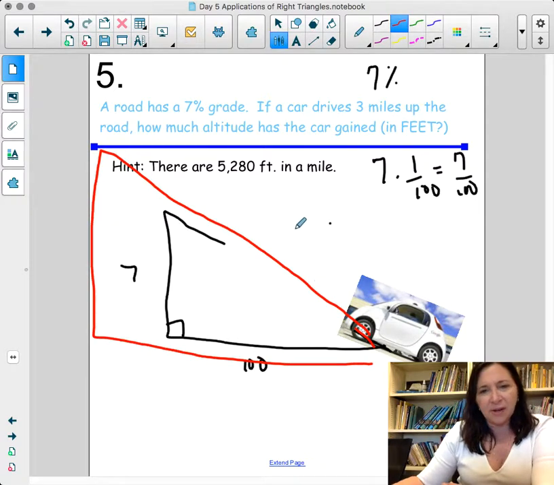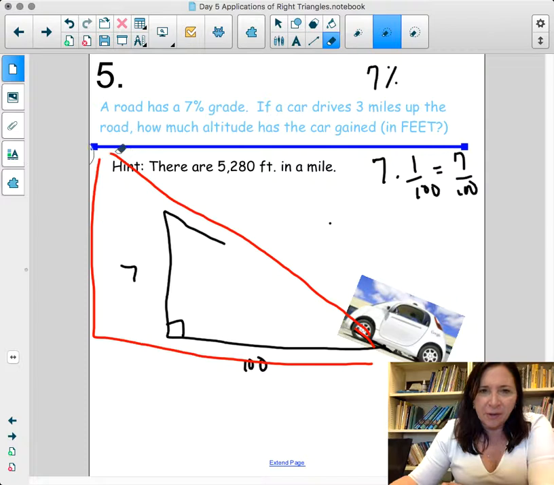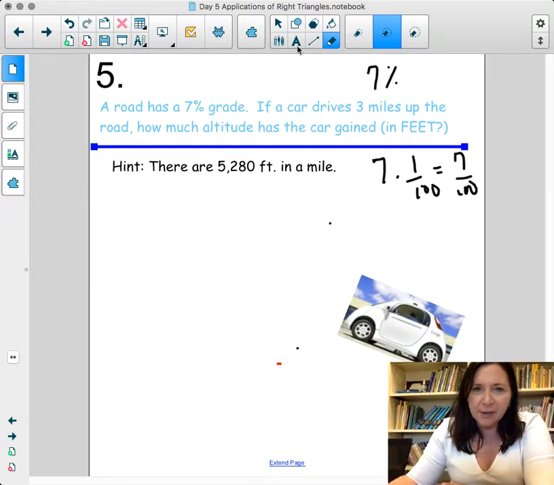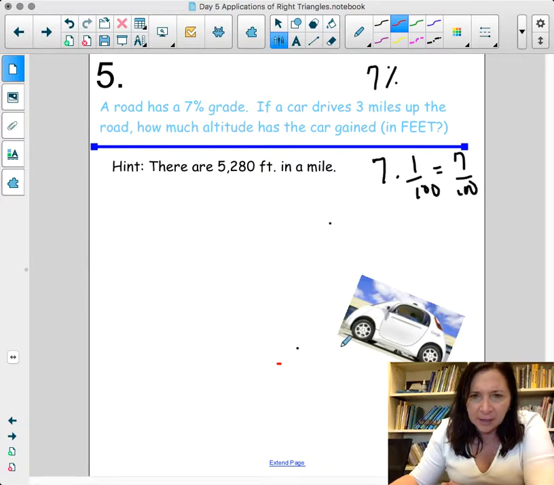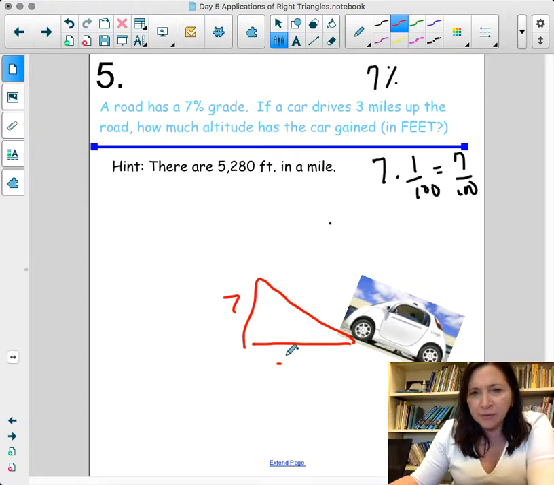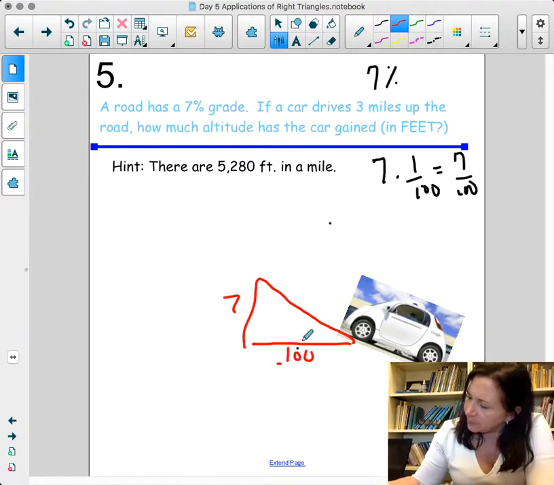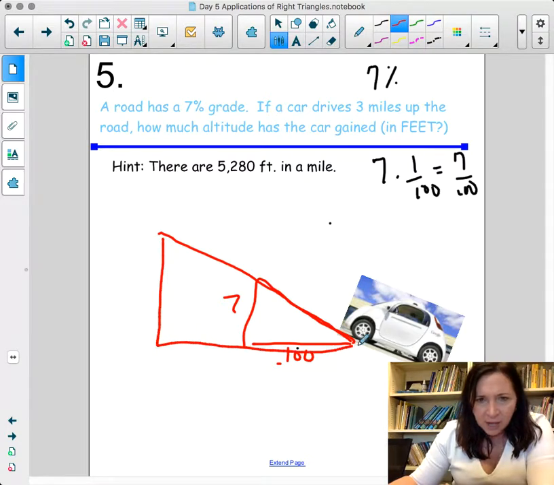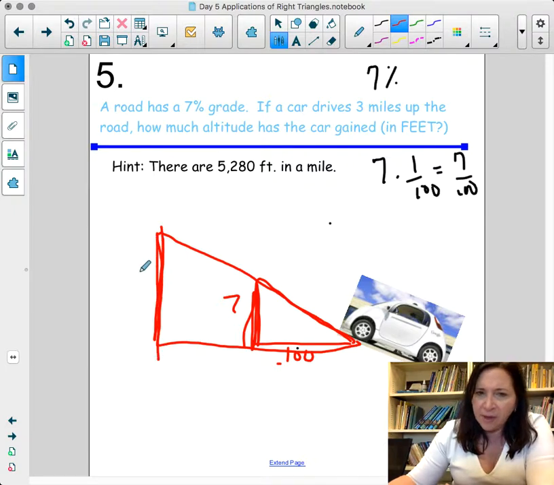So that's not a very good triangle. Let me try to draw this better. Let me start over with this drawing here. Basically, again, what we have is this value here. So you've got your rise over your run, which is 100. Okay, and then what you have is the car is going further than what you have. And so we need to know how much altitude it's gained. So from here to here is 7, but we want this value here.